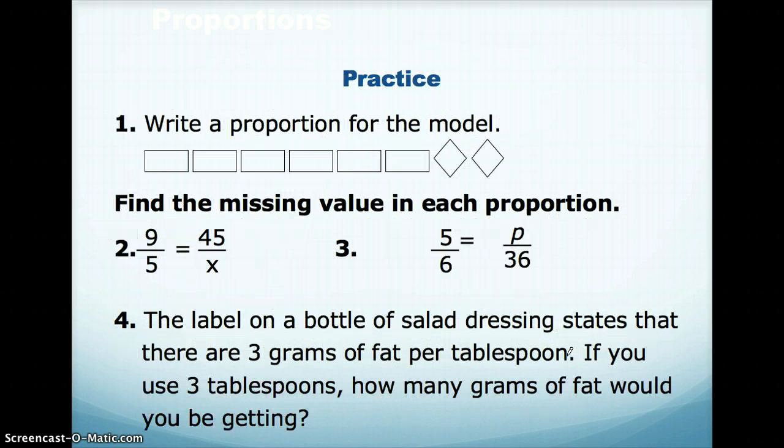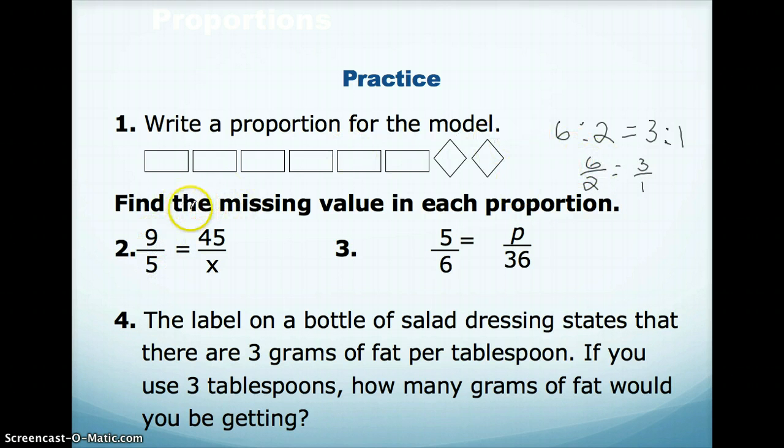Let's try 4 more. Let's pause the video and make sure you try it on your own first. So you need to write a proportion for the model. You can either write 6 to 2 is the same as 3 to 1. You can also put it in fraction form, right? You can say 6 over 2 is the same as 3 over 1. So we can do that, and that is correct.